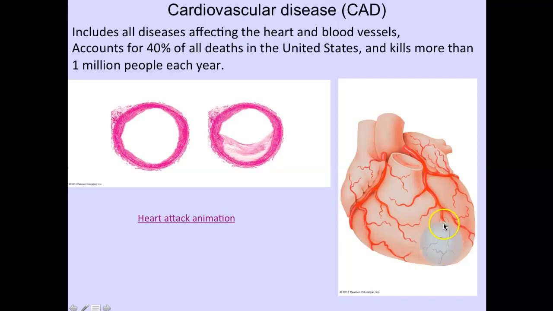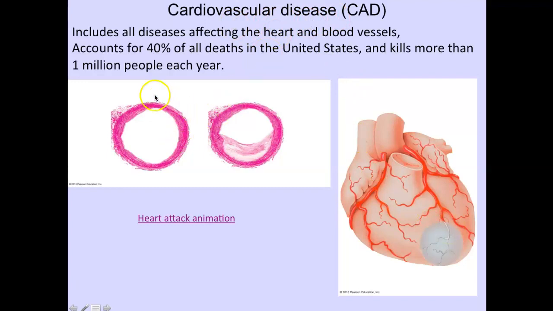So in this picture here, there's a blockage in this area. Everything from that point on is going to get starved of oxygen. And so that area is going to die, and that's a heart attack. Okay, so what is cardiovascular disease?